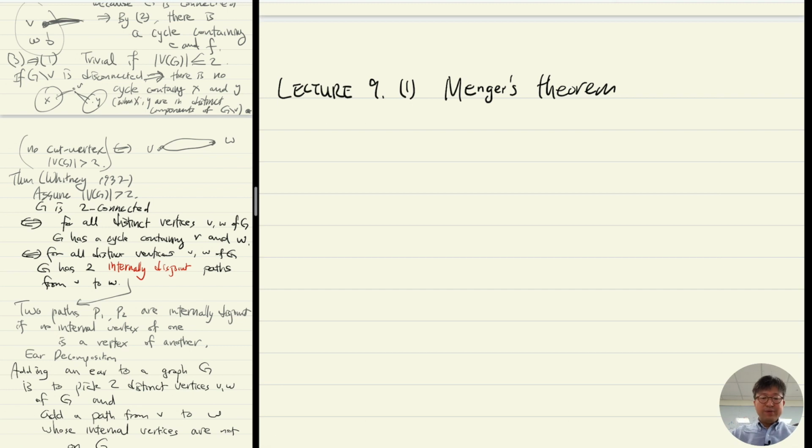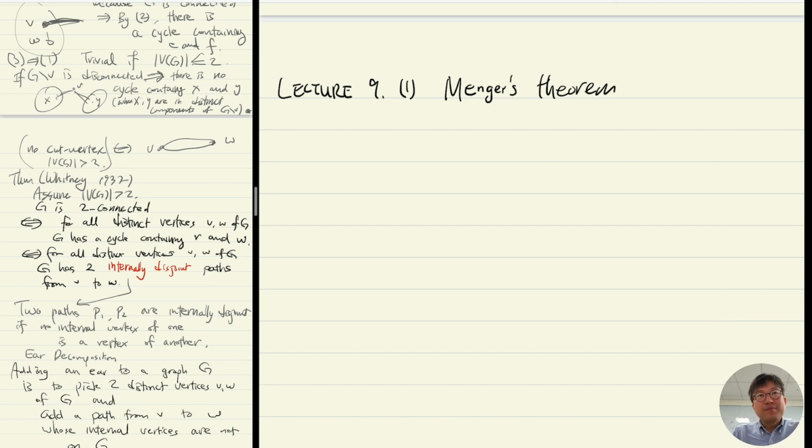Okay, so in the previous lecture we talked about two connected graphs, and one of the consequences of the theorems that we had was the following theorem of Whitney, saying that a graph is two connected if and only if for any distinct vertices V, W of the graph G you have at least two internally disjoint paths connecting V and W. So you can always find two paths from V to W where no internal vertex of one is a vertex of the other.